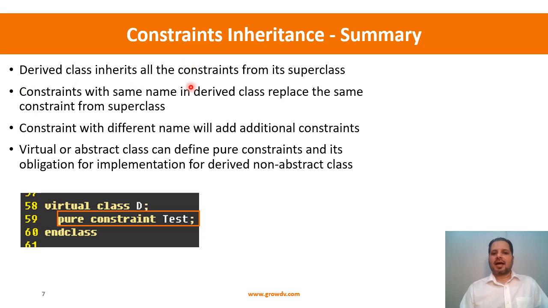The derived class inherits all the constraints from its superclass or the base class, and constraints with the same name in the derived class replace the same constraint from the superclass. So this is something we saw. Constraints with a different name, on the same variable or a different variable, add to the additional constraints that the constraint solver needs to satisfy. If the name is the same, it's a replace. If it is a different name, they add to the constraints already defined in the superclass, and the constraint solver will have to satisfy both.